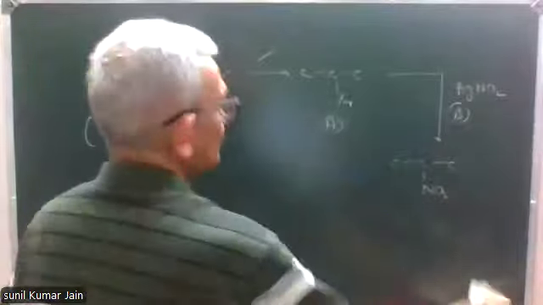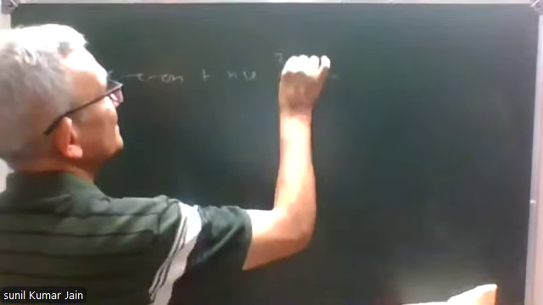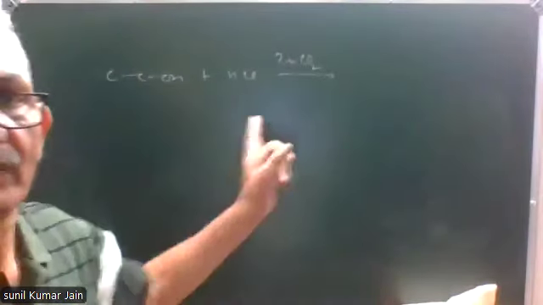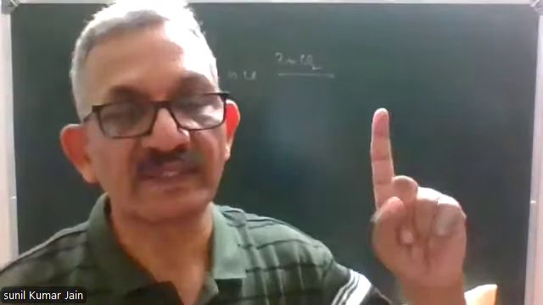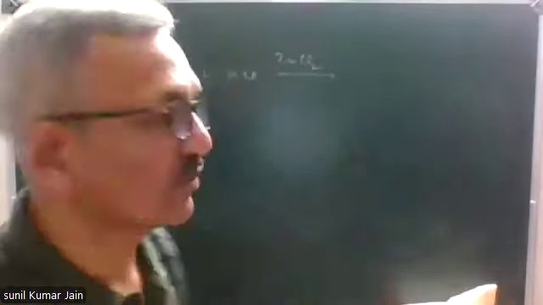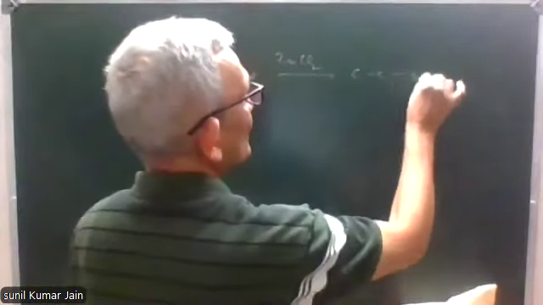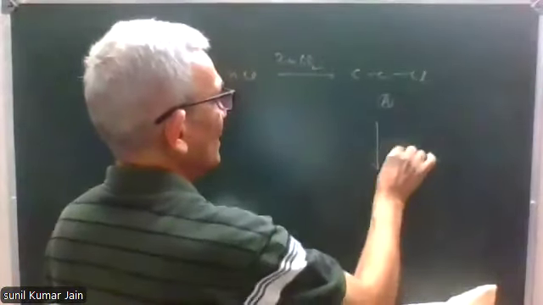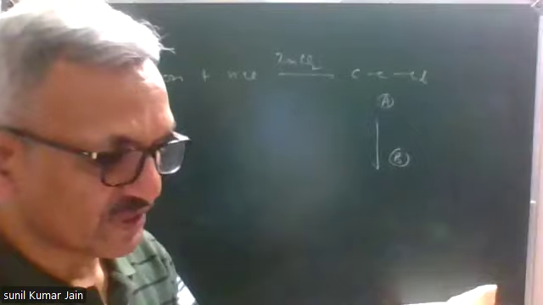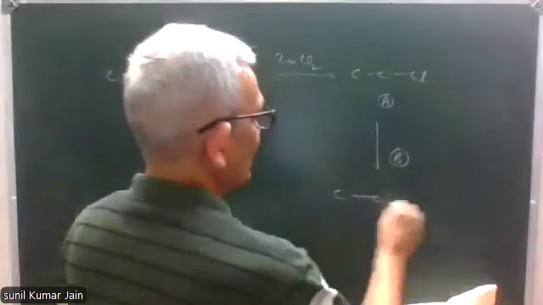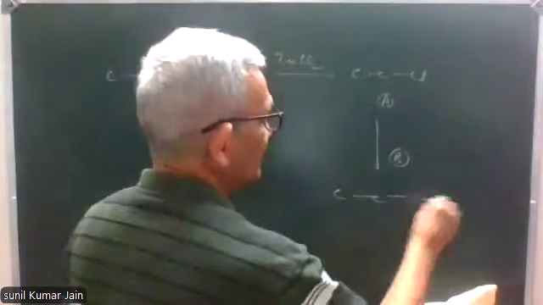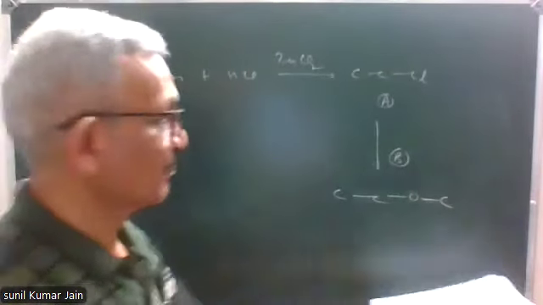Third sequence. Ethanol plus HCl and zinc chloride. This very first reaction is the Groves method. In the Groves method, OH is replaced by chlorine. So we get chloroethane. Chloroethane is reacted with B to give ethyl methyl ether. This is ethyl, this is methyl, this is ether. This is ethyl methyl ether.